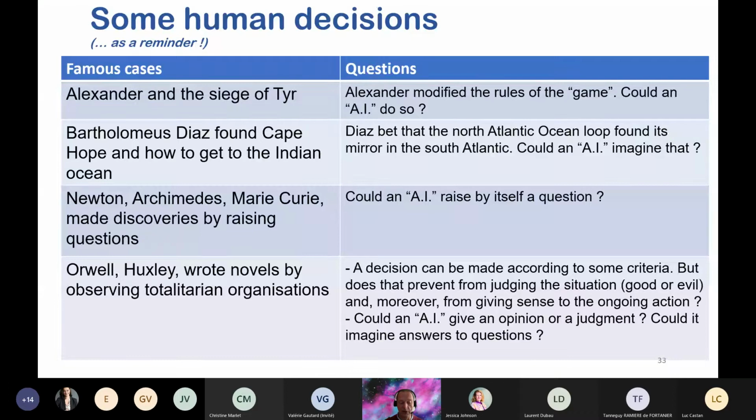The same for Bartholomeus Diaz, who found the Cape of Good Hope and how to get to the Indian Ocean, because he bet that the North Atlantic loop found its symmetry in the South Atlantic. So instead of going south, he went west and then south. Could an AI bet that? In fact, could an AI give an opinion or judgment? Could it imagine answers to questions, or even could it raise questions?